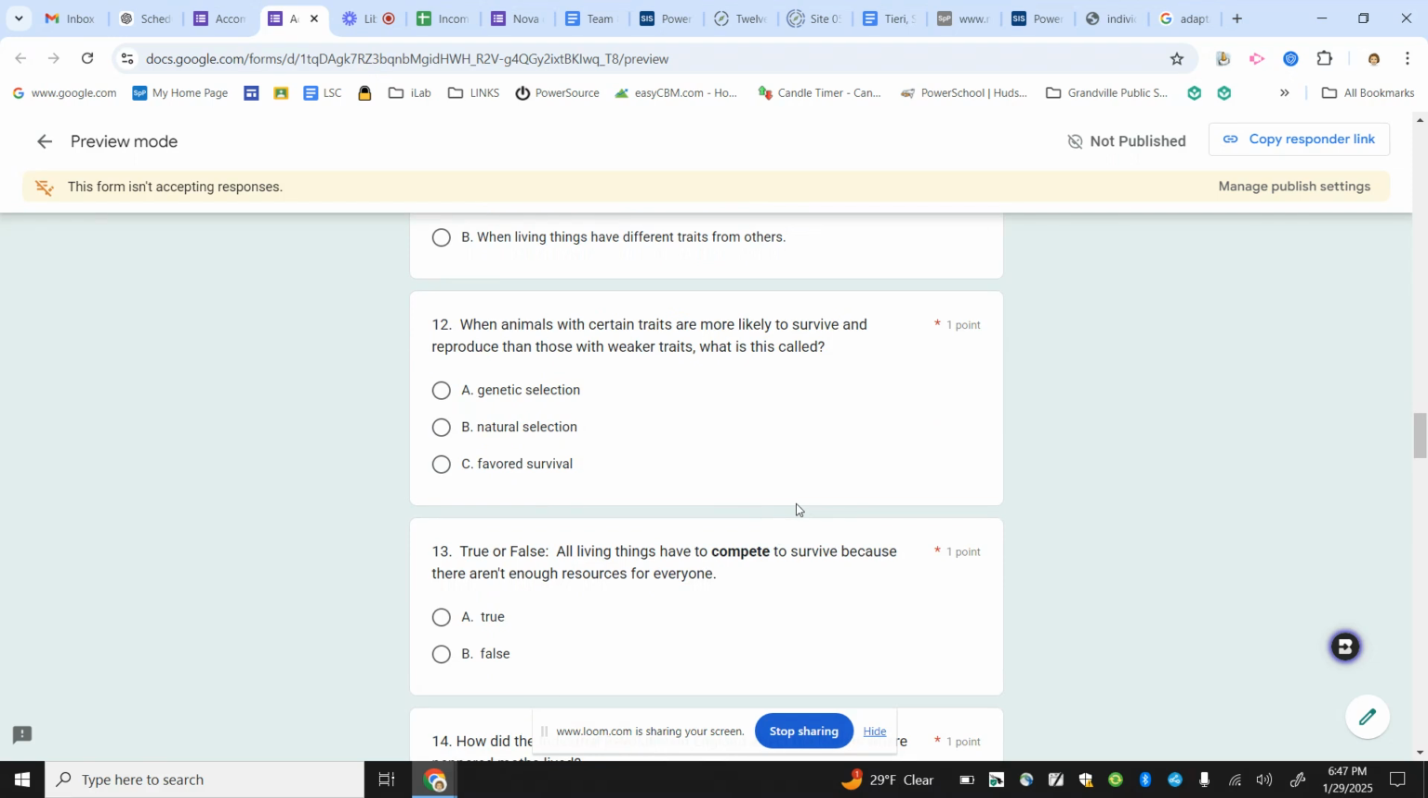Number 12. When animals with certain traits are more likely to survive and reproduce than those with weaker traits, what is this called? A. Genetic selection. B. Natural selection. C. Favored survival.